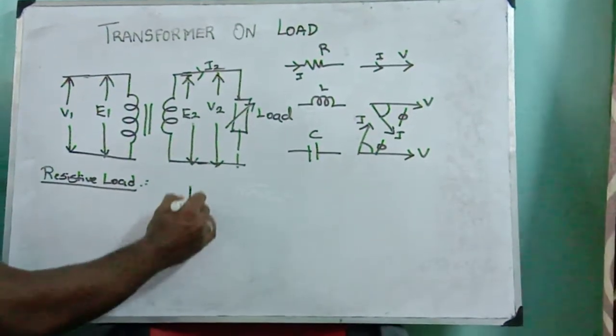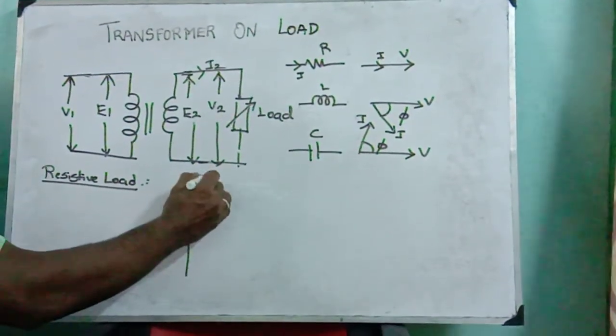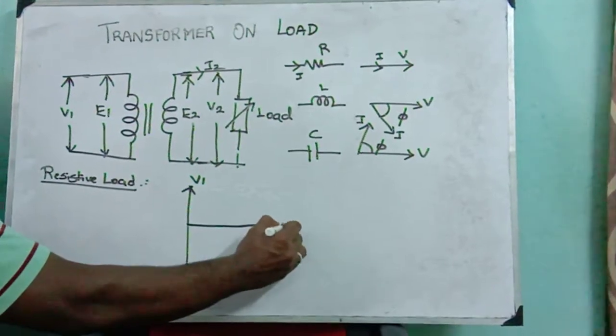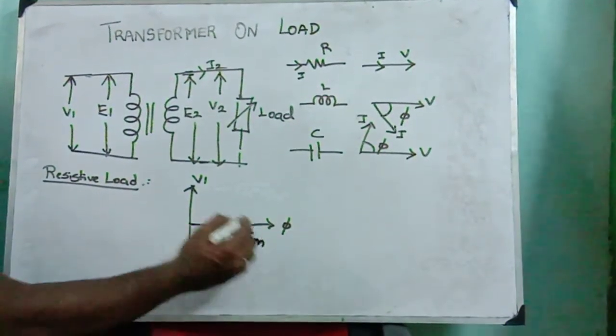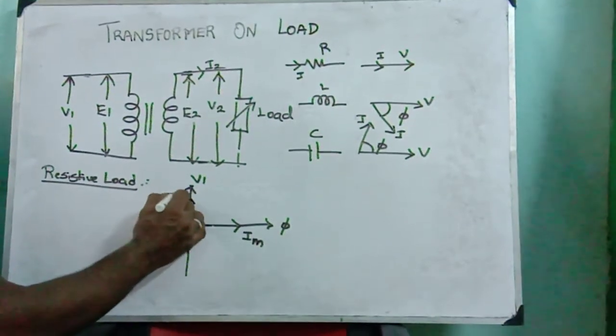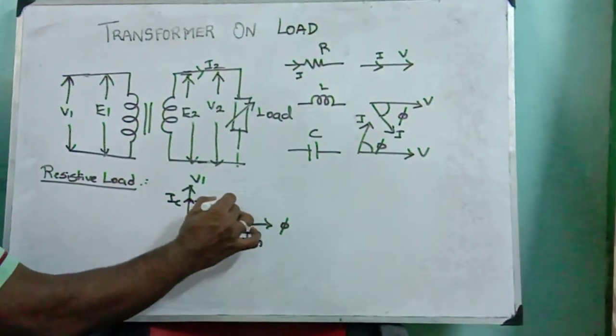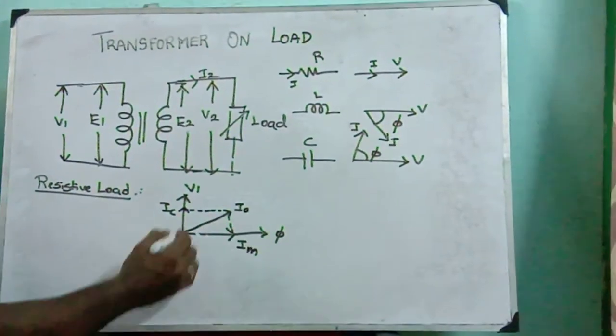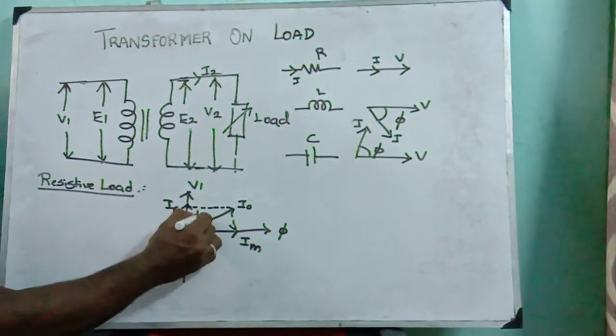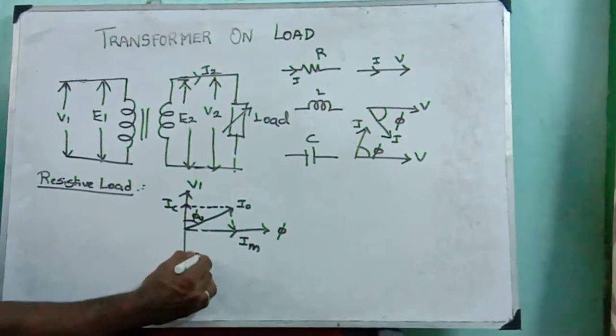As you all know, now we are going to consider V1 on the y-axis, and the flux is on the x-axis, and this is going to be the magnetizing current, which is in phase with your flux, and this is your core loss component. I am taking a summation, and this is the resultant, and this is I naught. And this is your phi naught, and these are E1 and E2.